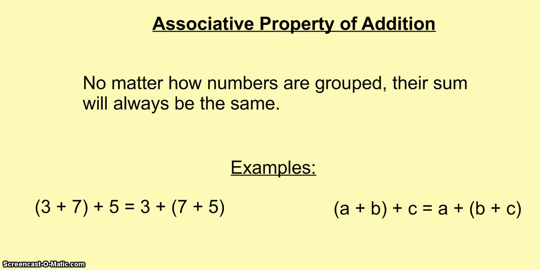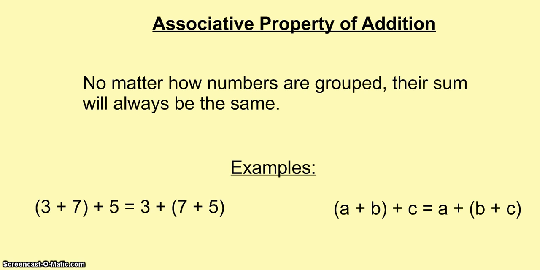So, associative property of addition. No matter how the numbers are grouped, just like those shapes, no matter how the shapes are grouped, their sum will always be the same. So no matter how those shapes are grouped, whether it was this blue square, red triangle, the sum would be the same if I was adding them.